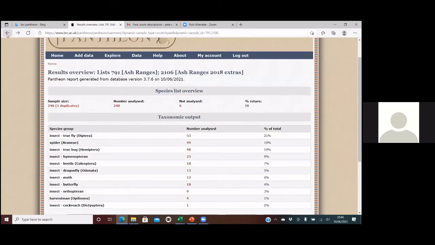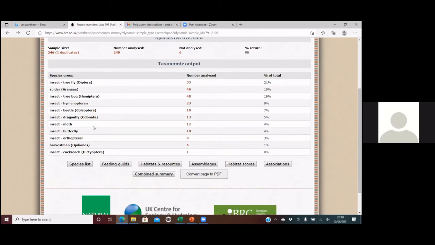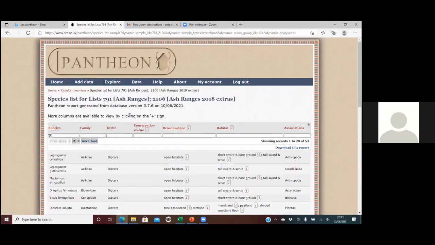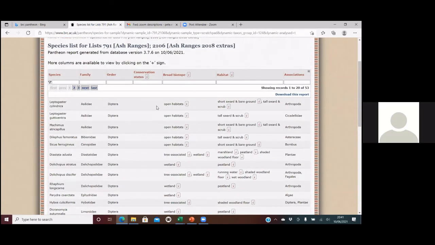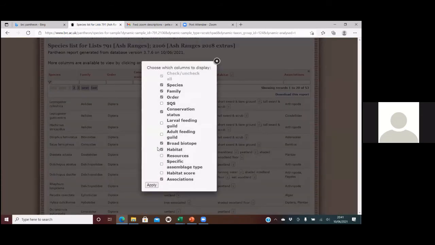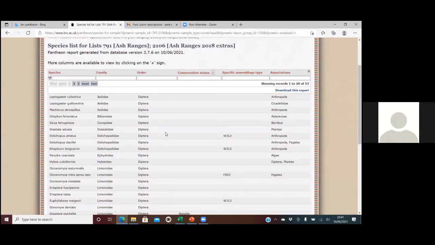So we'll go back, and it tells us from our group we have 53 species of fly. And again, we can have a mess with what information we want to see. We want to see the SAT. We don't want to see the habitat broad biotype on this particular occasion, and we'll keep the associations, and it does it for us straight away. At any time for any one of these sets of lists, we can download it to an Excel table, and then we can play around with it and put it in our report at the end. It's really, really useful for doing that.